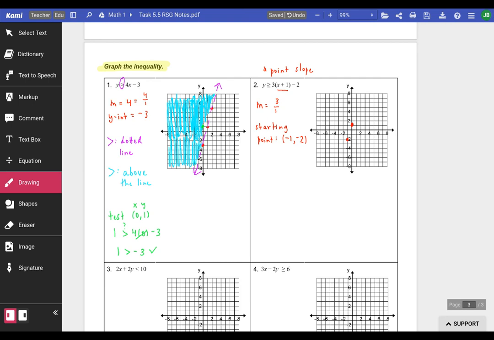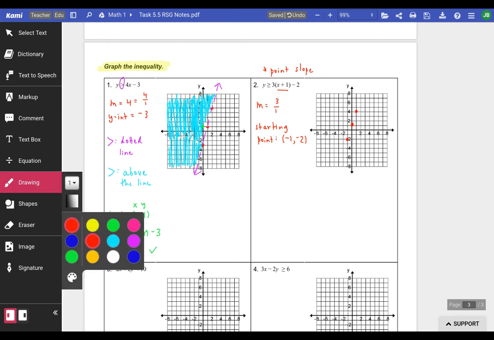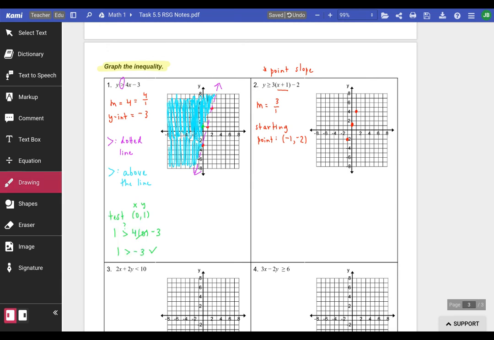Right, sorry. Okay. 1, 2, 3 over 1. So I've got some points there. So I've got my key features. Now I need to decide, is this a dotted or a solid line? Well, here I have a greater than or equal to. Because of that equal to, this is going to be a solid line.